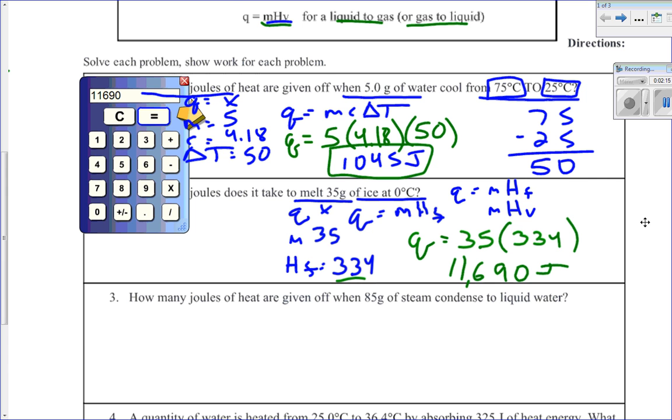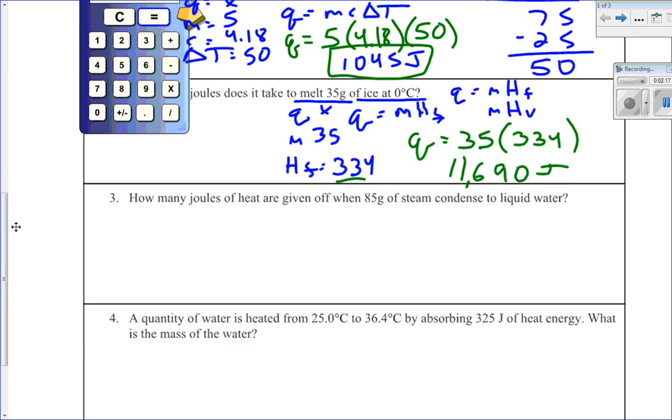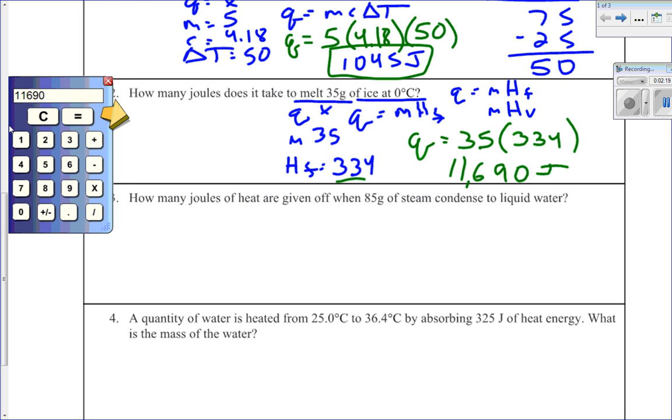So going down to the third problem here, how many joules of heat are given off when 85 grams of steam condenses to liquid water? So the first question you ask yourself once again, do we have a temperature change? Temperature is not mentioned anywhere in that problem, so we don't have a temperature change. So you're going to have to use Hf or Hv again. You cannot use Q equals mC delta T.